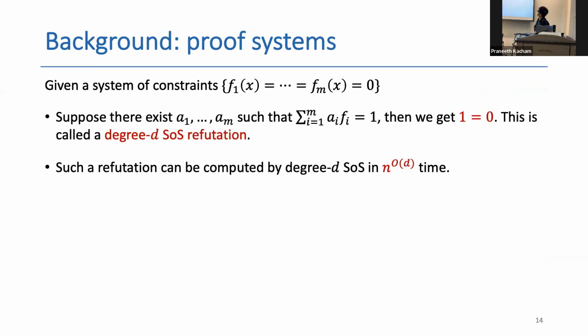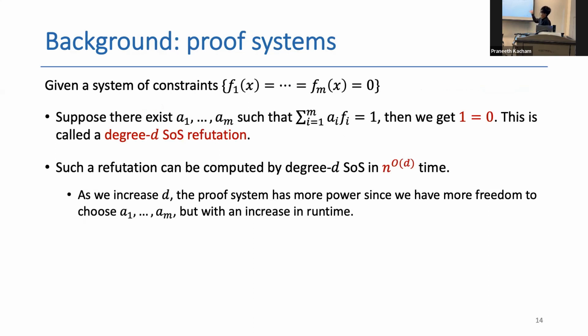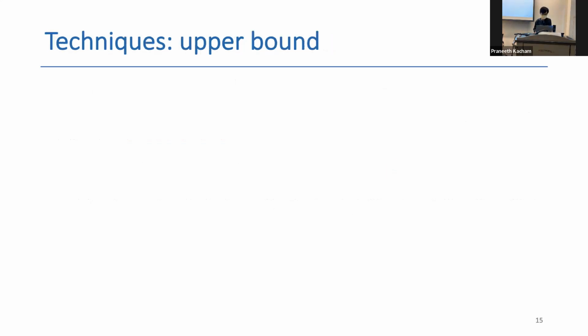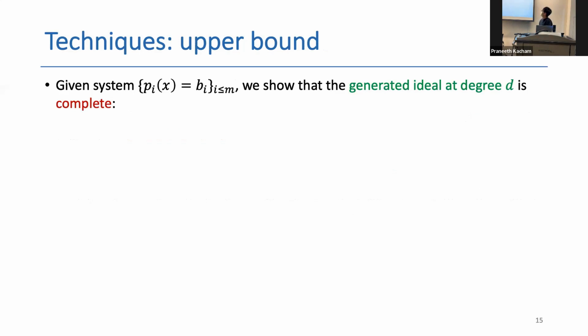Another observation: as we increase d, this proof system becomes more powerful, because we have more freedom to choose the coefficients a1 to am. So it gives us more power to get that 1, right? But this is at the cost of an increase in runtime. So as d increases, this proof system is more powerful, but requires more time.